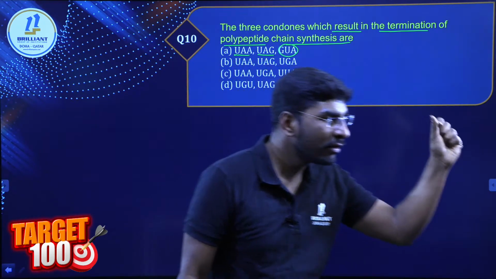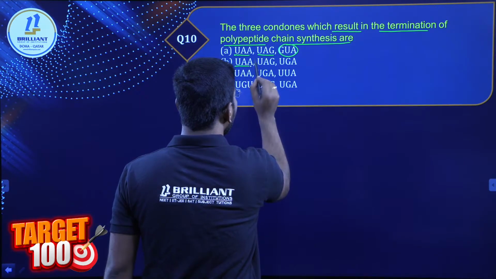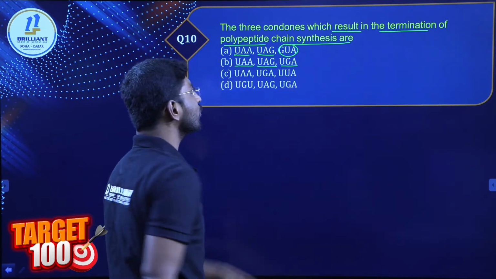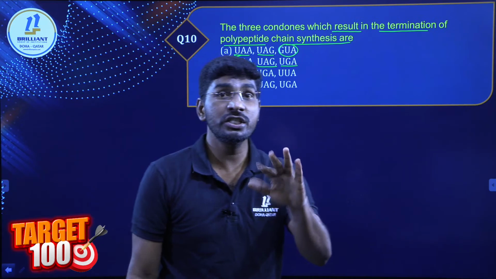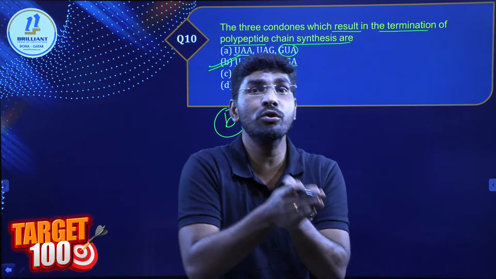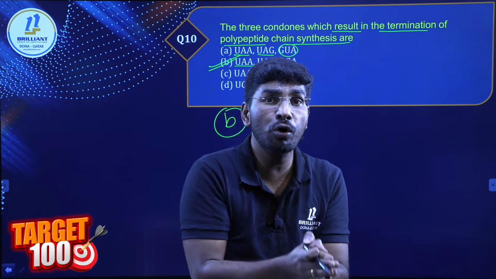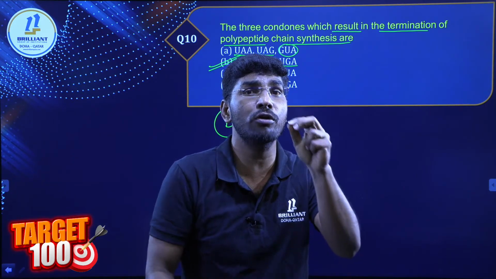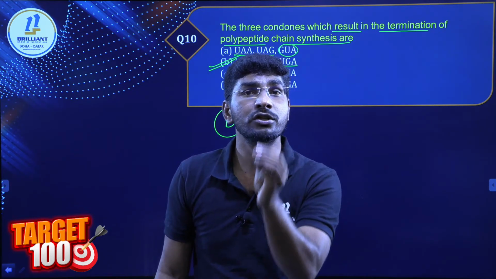GUA codes for valine. Now here it is UAA, yes, it is a stop codon. UAG is also a stop codon. UGA is also a stop codon. So there are 3 stop codons, which terminate according to the genetic code. Out of 64 codons, 61 codons code for all 20 amino acids. What about the rest of the 3, sir? The rest of the 3 are stop codons.